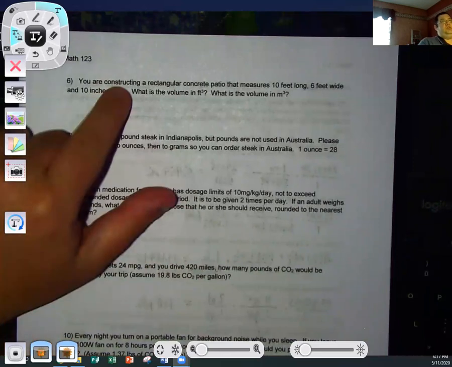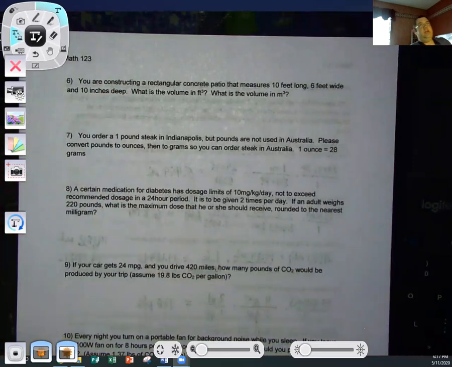So next up, we go to page 2. We look at question 6. So question 6 says you're constructing a rectangular concrete patio that measures 10 feet by 6 feet by 10 inches. What's the volume in feet cubed? What is the volume in meters cubed?